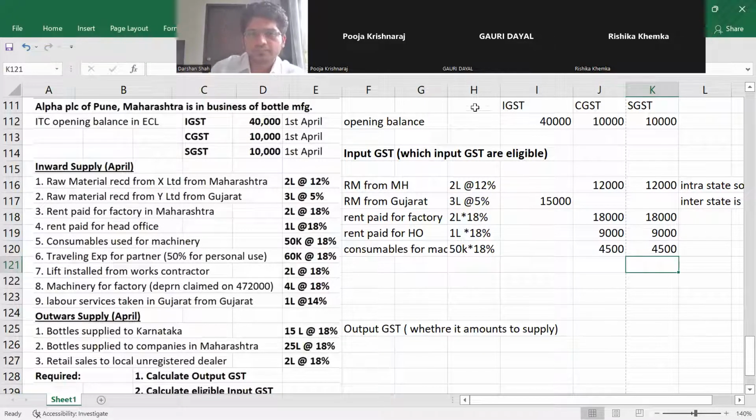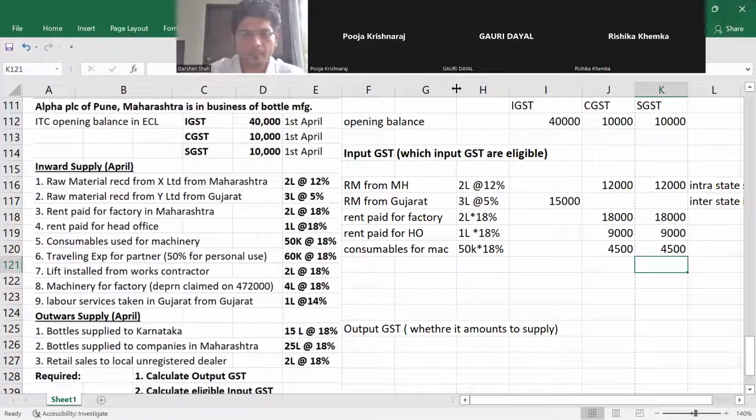Any doubt till here, guys? If this was consumable for employees, then it is blocked credit. Food and consumable for employees will be blocked credit. Next one you guys should know.